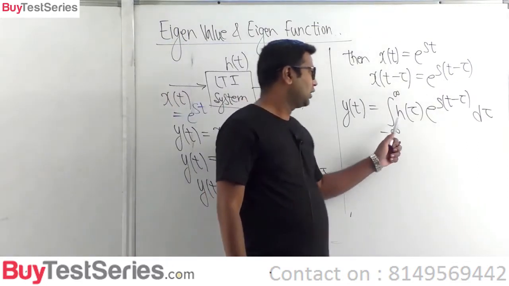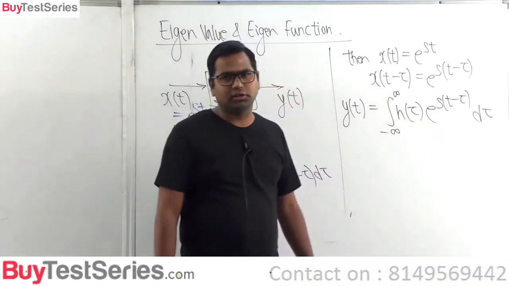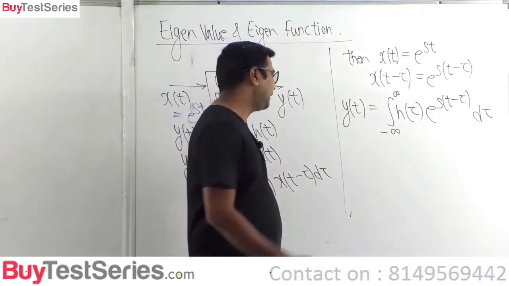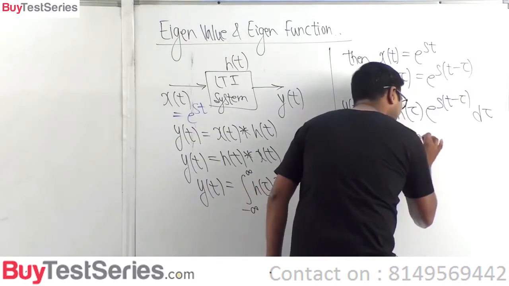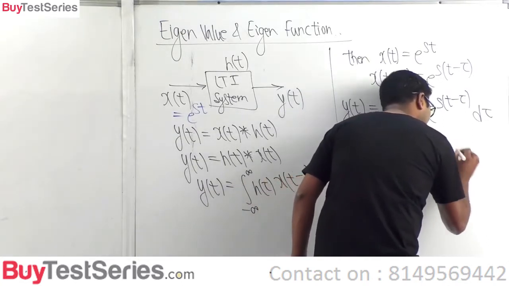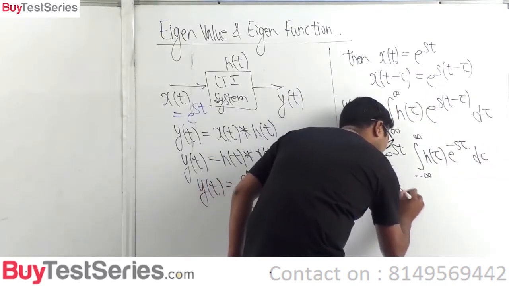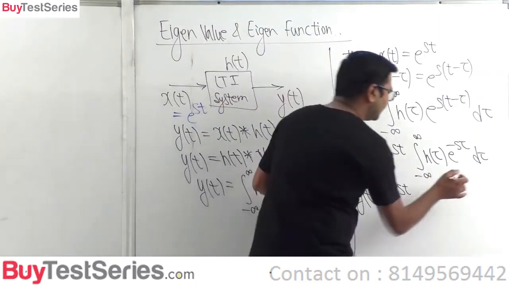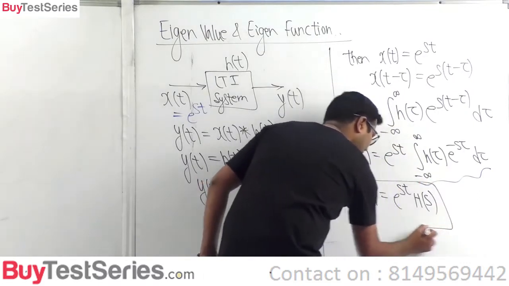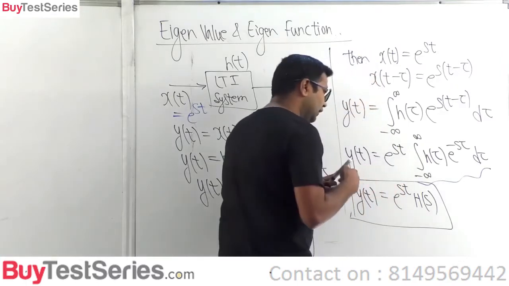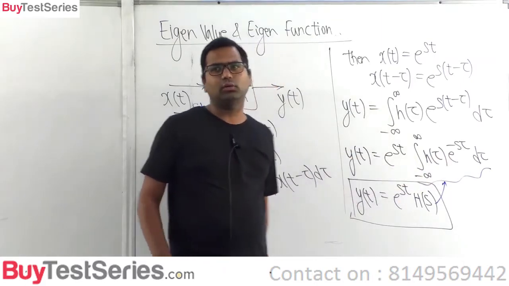Now, if you observe, in the integration, the variable is tau. Since the variable is tau, t is constant. Therefore, e raised to st can be taken outside the integral. So, I can write this as e raised to st into integral from minus infinity to infinity h of tau e raised to minus s tau d tau. Therefore, the output y of t comes out to be e raised to st multiplied by this integral, which I am calling capital H of s, where capital H of s is nothing but the integral of h of tau e raised to minus s tau d tau.